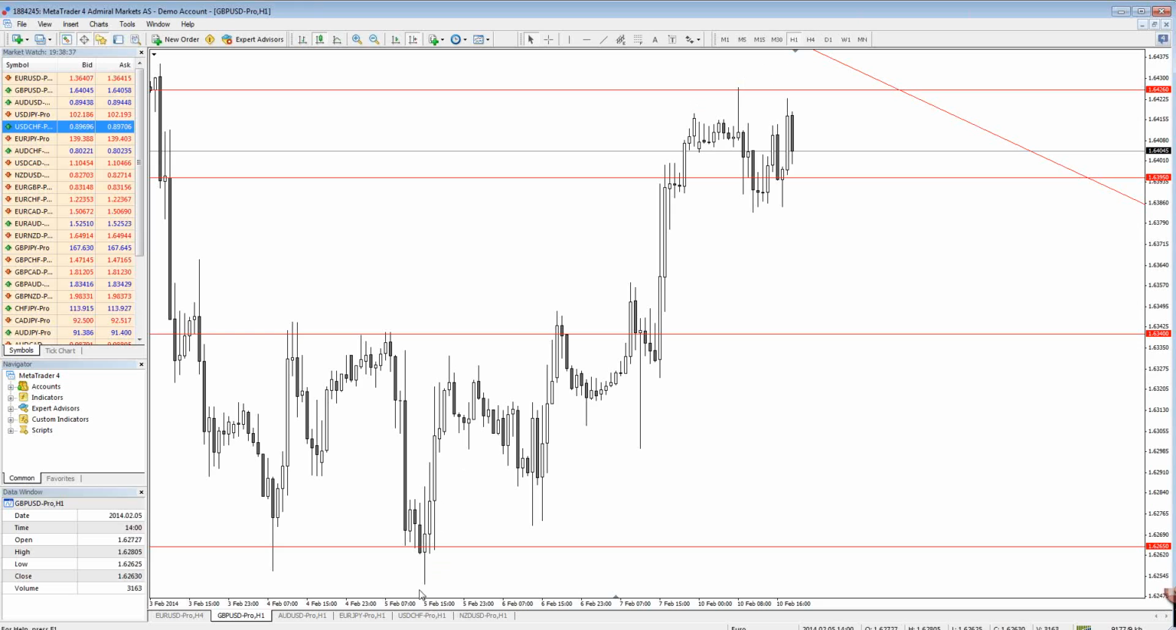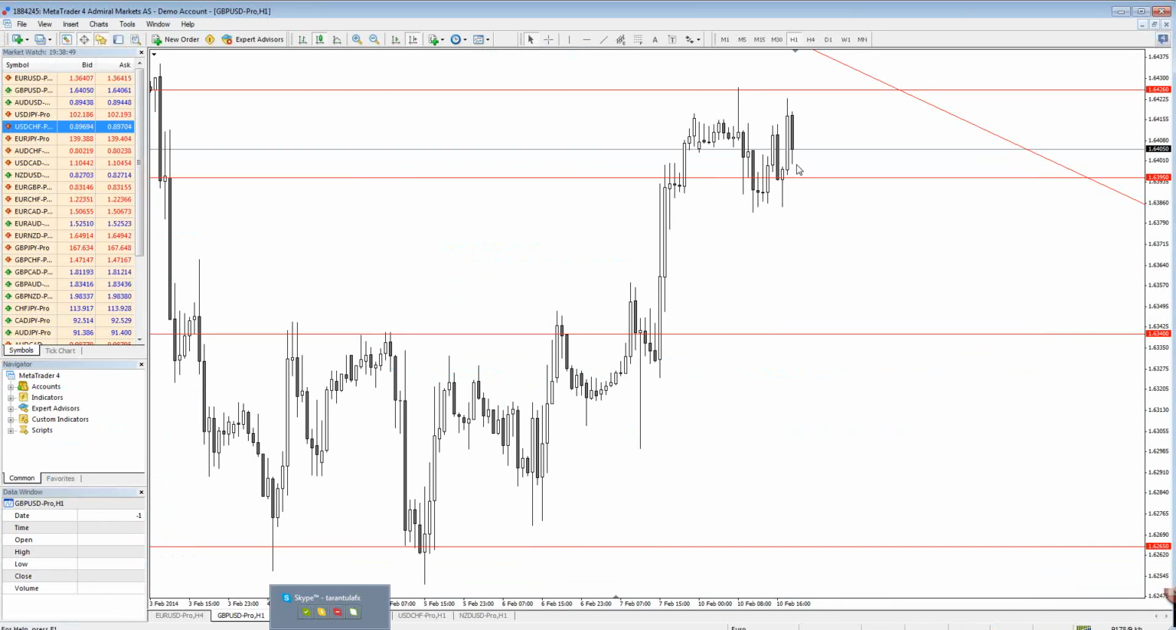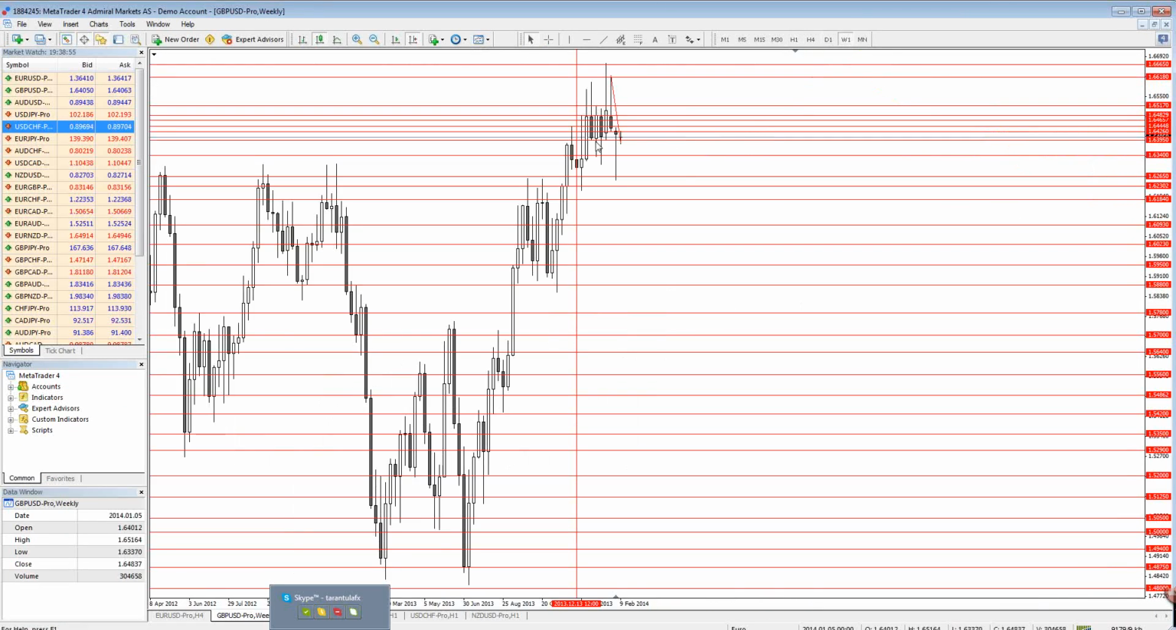So if you see this, there are two possible setups that fall on weekly. Sell around that level, buy around that level. Whichever kicks in first, I will trade it. But still, I cannot see because I never trade weekly time frame.